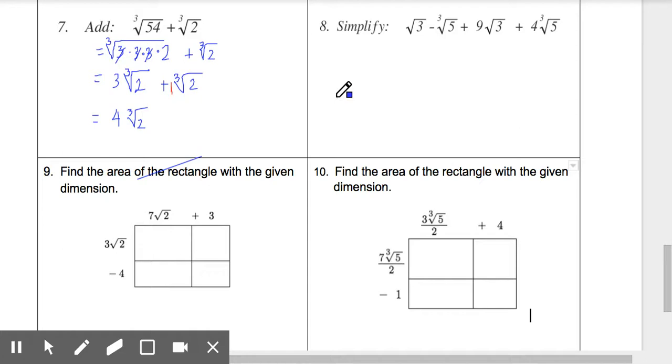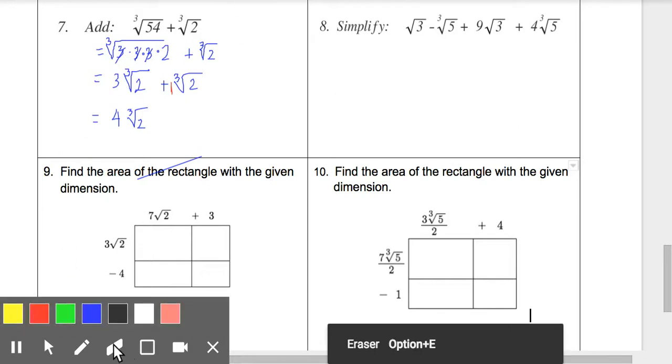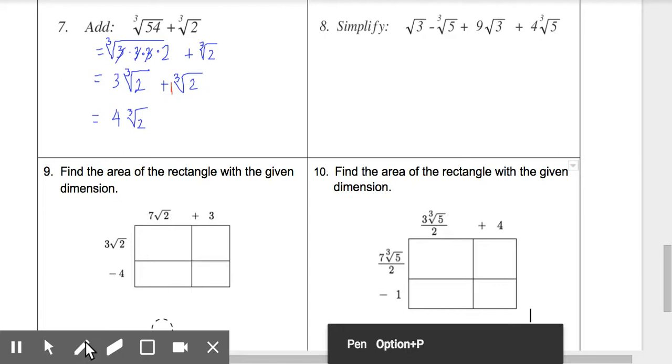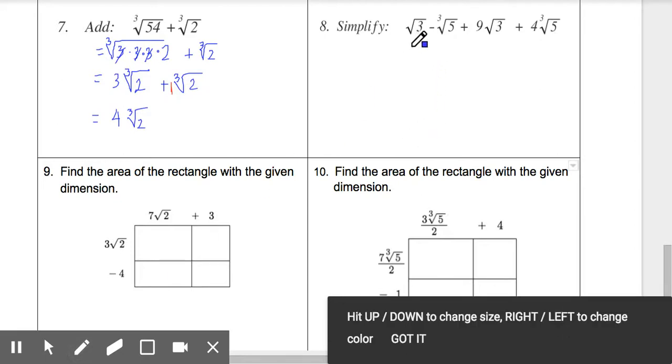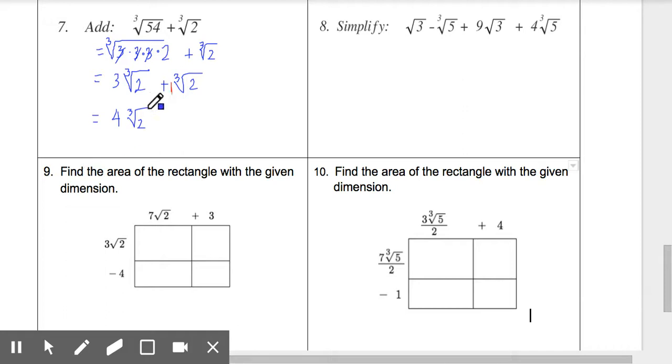All right, let's go to number 8. Okay, so we have square root of 3 minus cube root of 5 plus 9 square root of 3 plus 4 cube root of 5. Now remember that we can only add two radical expressions if they have the same index and the same radicand. So square root of 3 and 9 square root of 3 have the same index, which is 2, and the same radicand, which is 3. So we can combine those two.